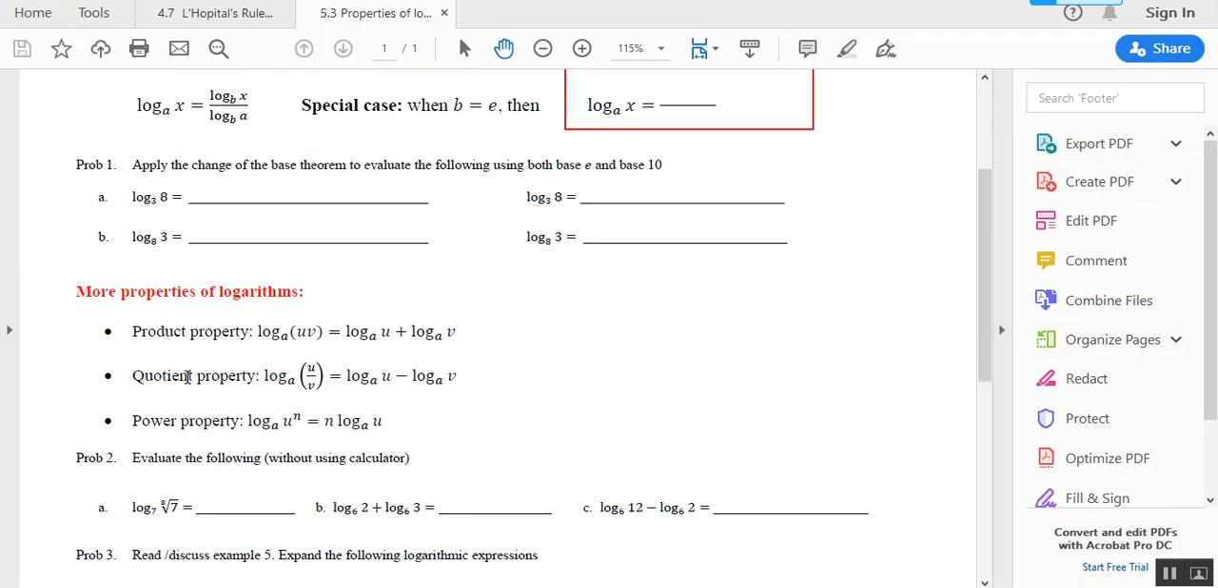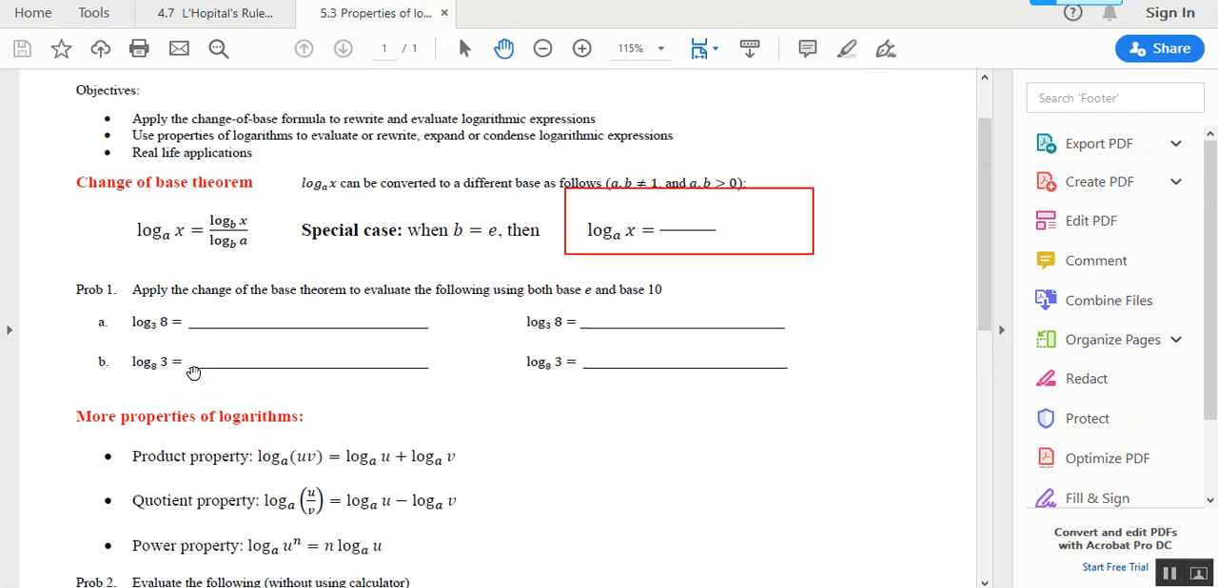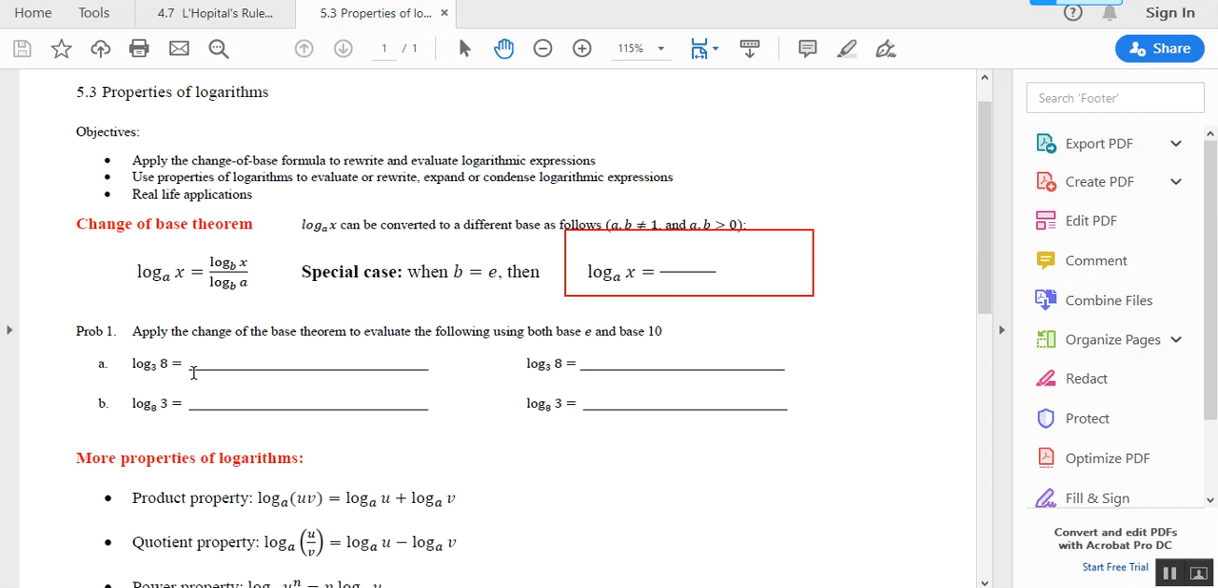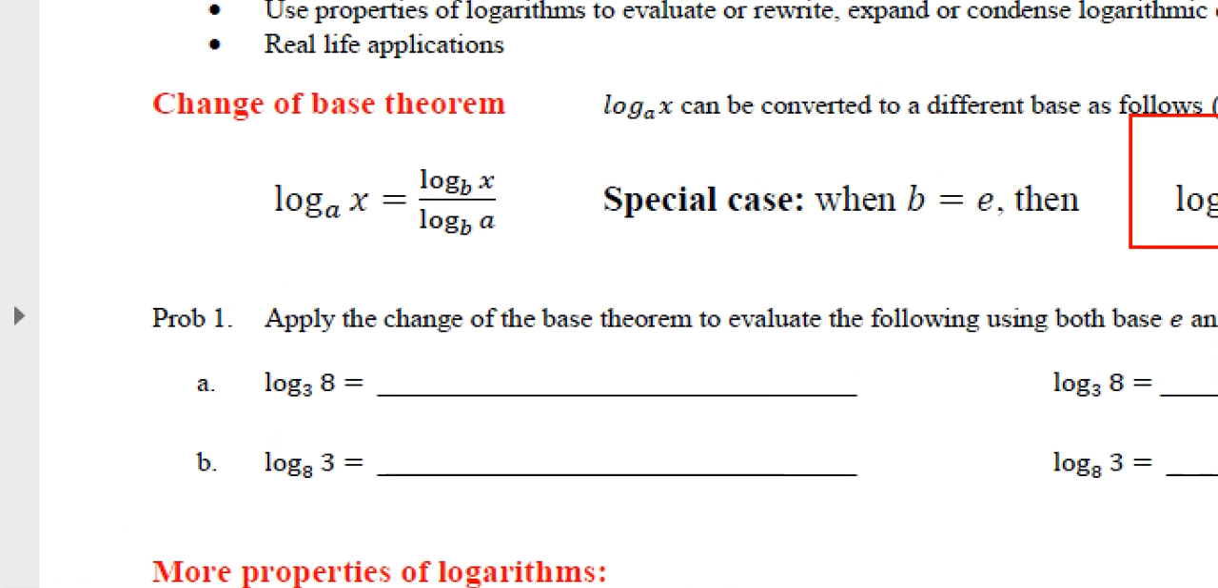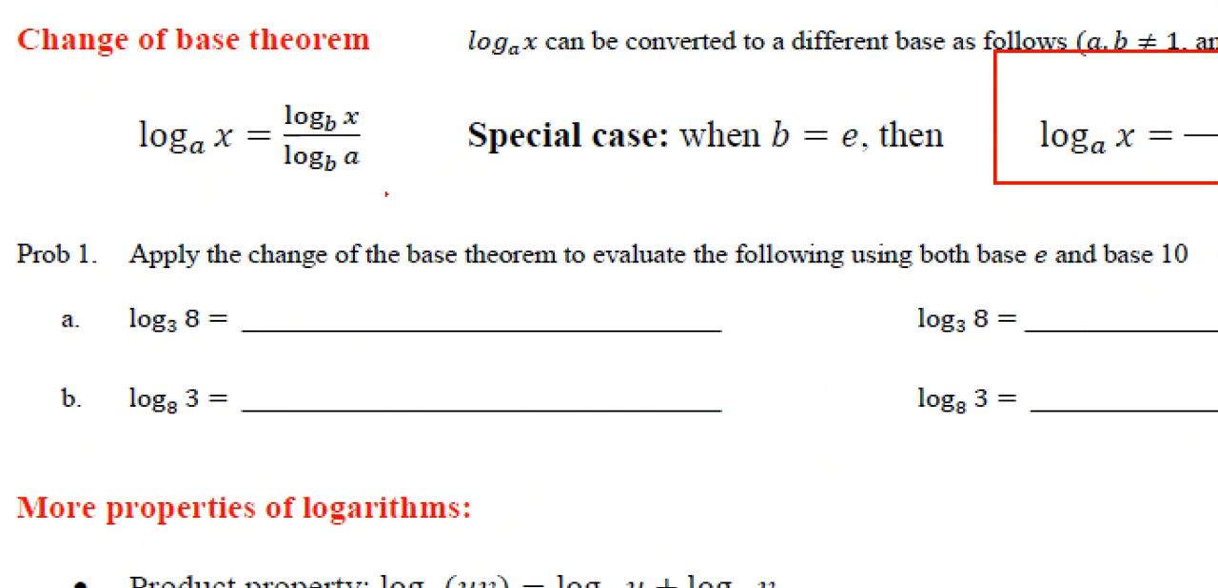These properties are meant to simplify more complicated problems into simpler problems, so that you can solve the more complicated problems in a simpler way. Now, let's take a look at the first one, the change of base theorem. So this is the more general version. So this is the change of base theorem.